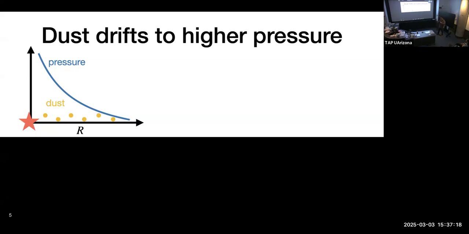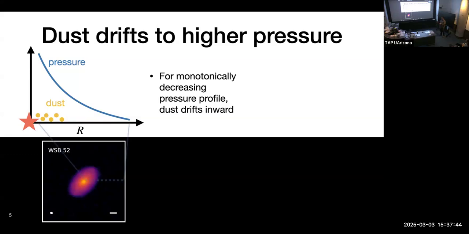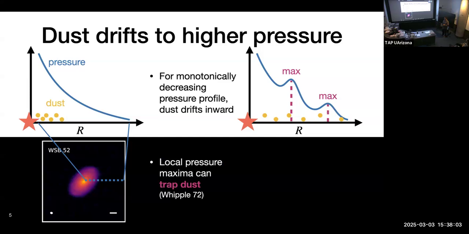is to go back to this fundamental idea that gas is moving differently from dust. So as a result, dust drifts to high pressure regions. So if you take this monotonically decreasing pressure profile, right? Higher pressure near the star, decreasing away from the star, the dust particles will drift inward. So if you look at this disk, oh, okay, then that's what happened. The dust disk used to be larger, but then they drifted inward, so now it has a more compact sized disk. But if you have a more complicated pressure profile, like here, you have two bumps, then the dust particles, some of them will still drift inward, but some other ones will get trapped in these pressure maxima.